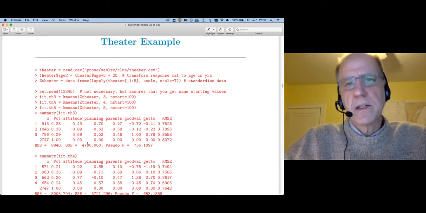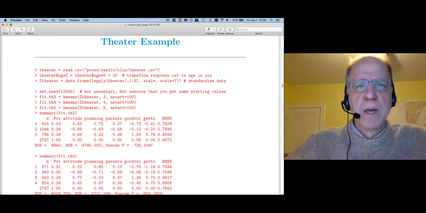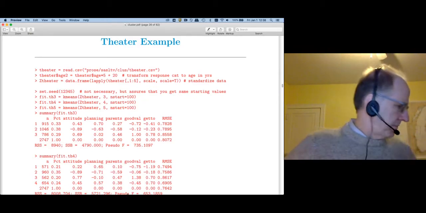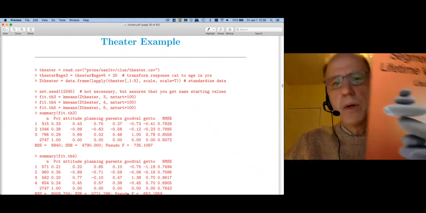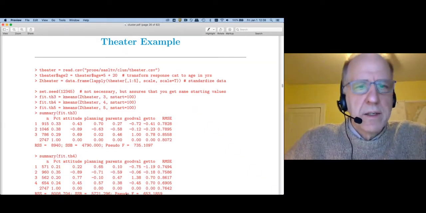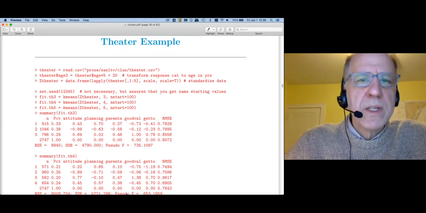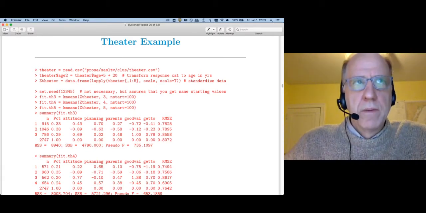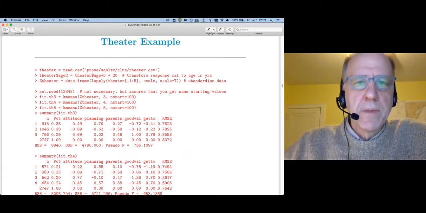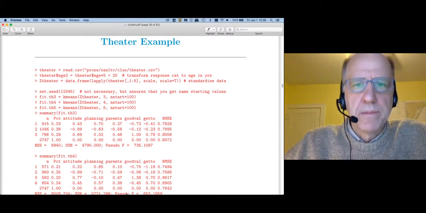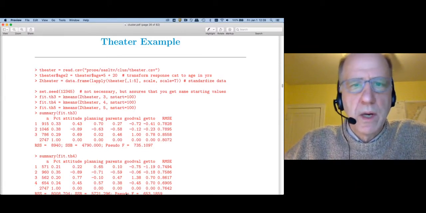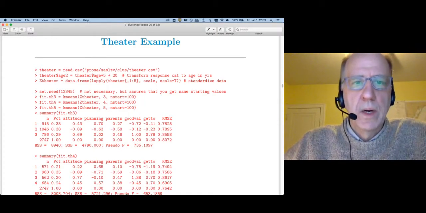I'd now like to take us through another example. This is called the theater example. You can read more about it in my book. The data set consists of about 2,700 observations from a survey that we did of people living in the greater Chicagoland area. So this would be Chicago with all the suburbs and exurbs as well.